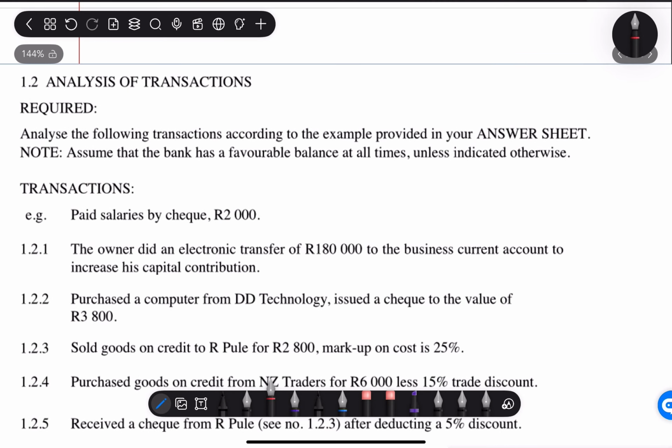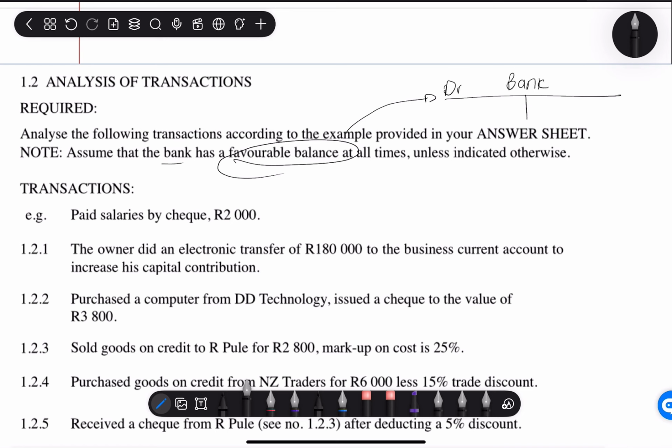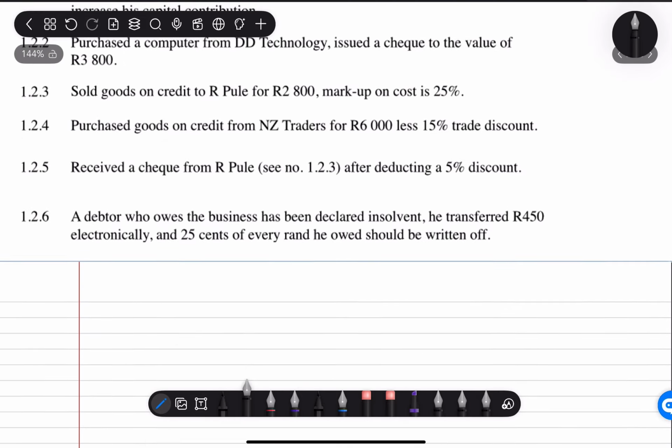1.2, analysis of transactions required. Analyze the following transactions according to the example provided in your answer sheet. Assume that the bank has a favorable balance. So let's go through this very quickly together. What does this mean? Favorable balance bank. So our bank has a debit and has a credit. Our bank will increase on our debit side and decrease on our credit side. So if it has a favorable balance, it's where things increase on your debit side at all times, unless indicated otherwise. Okay, so let's draw this out before we get started.